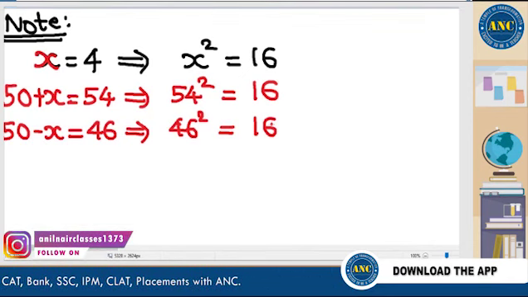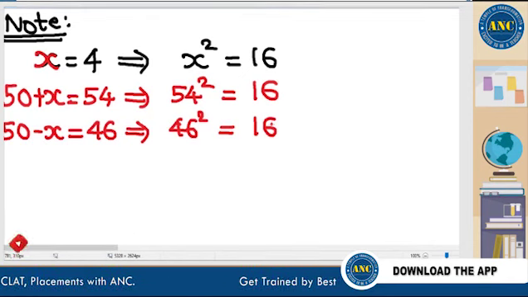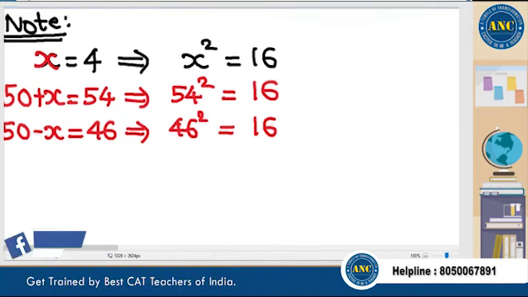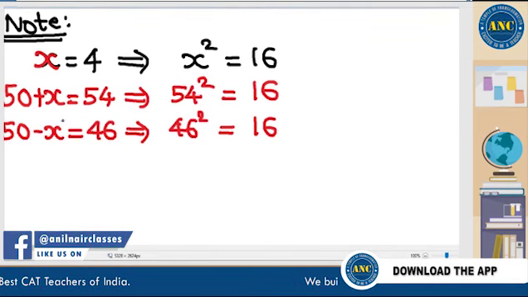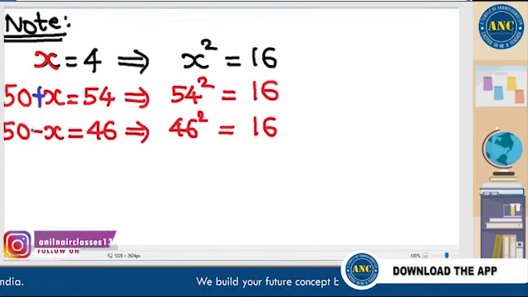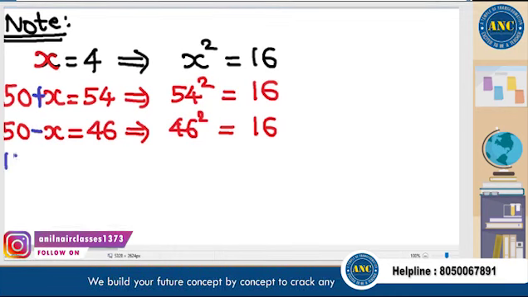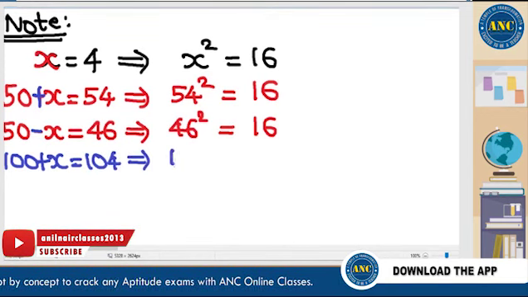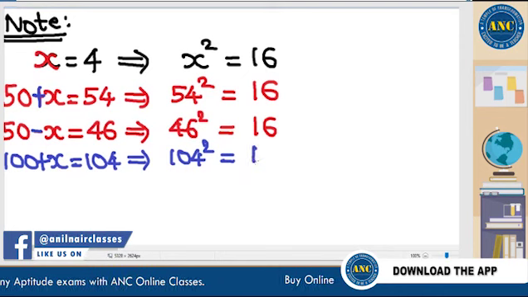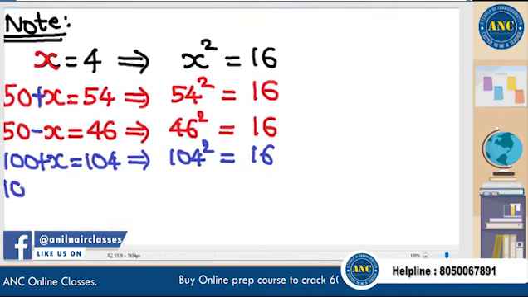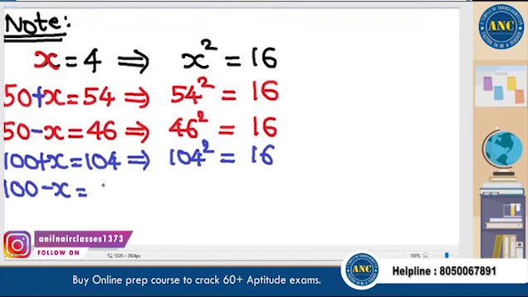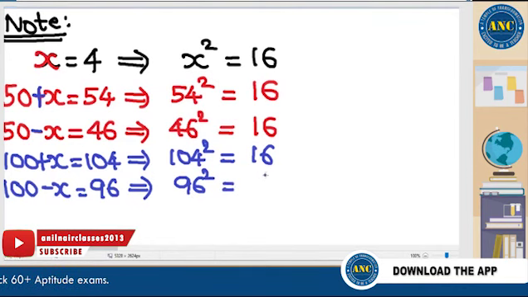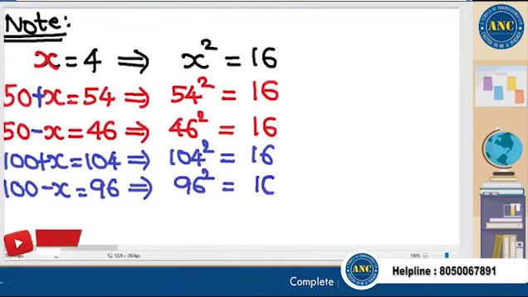People who have attended the simplification class today from 3 o'clock of Anil sir, he taught you how to find the square of a number, cube of a number. You can find the square of 46 very easily by the method he has taught you, right? Now, I added 50 for x. I subtracted 50. Let me add 100. 100 plus x, 100 plus 4 is 104. I will square it. 104 square also will have last 2 digits as 16. Check it out if you want. I will subtract 100. 100 minus x is 100 minus 4, 96. I will square it. 96 square, 9216. Last 2 digits is again 16.